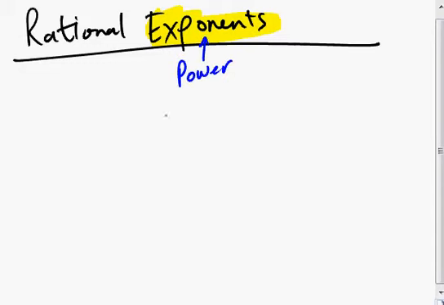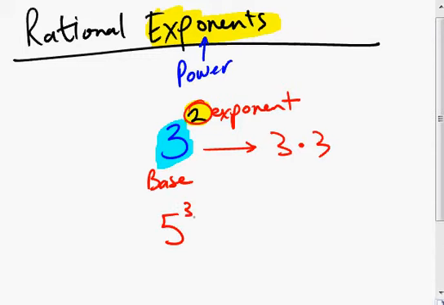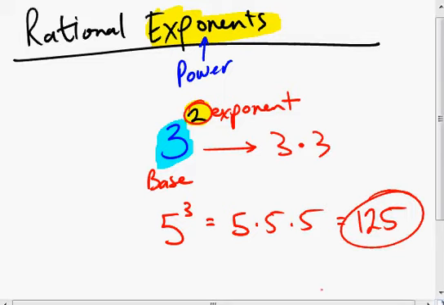You guys have probably seen this before. For example, 3 squared. 3 is what's called the base, and this little 2 up here, that's called the exponent, or the power. And what an exponent means is you take the base and you multiply it by itself this many times. So 3 to the power of 2 means 2 3's multiplied. Or 5 to the power of 3 means 3 5's multiplied. It would be 125. That's what an exponent is.